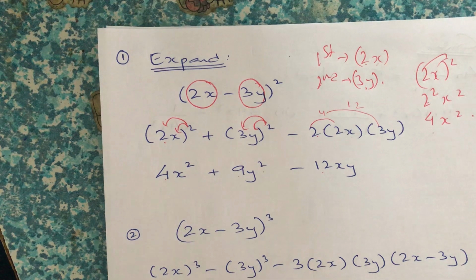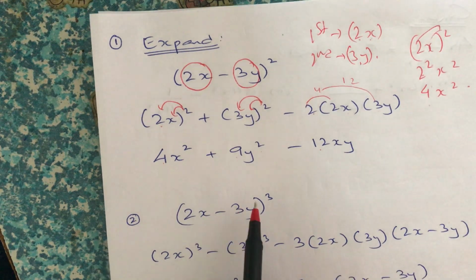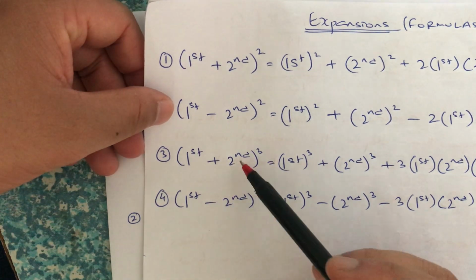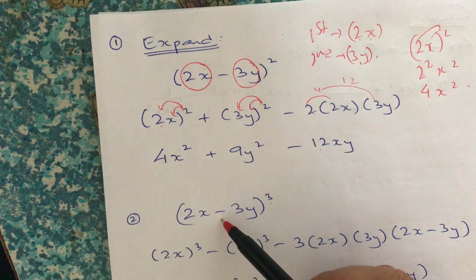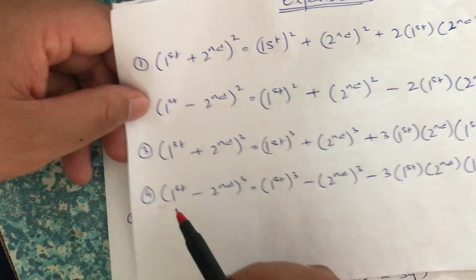So let me give you another example. Now let's say it's 2x minus 3y whole cube. Now again I see a cube, so 100% either this or this formula will be used. Now to verify which is the correct one, what is the sign in the middle? That is minus, so this formula will be applicable.